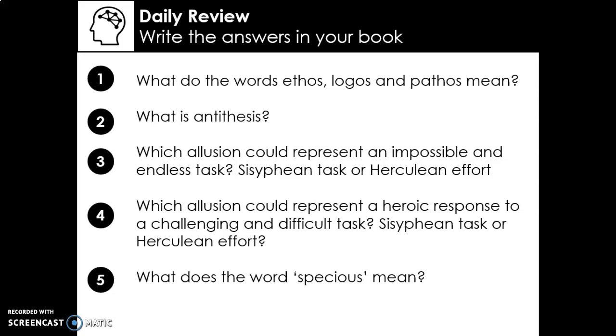Number 2, what is antithesis? Number 3, which allusion could represent an impossible and endless task? Would we talk about a Sisyphean task or a Herculean effort? Number 4, which allusion could represent a heroic response to a challenging and difficult task? Sisyphean task or Herculean effort? And number 5, what does the word specious mean? So you've got 5 starting tasks just to get us anchored back into what we were doing yesterday. Just press pause and complete your answers.